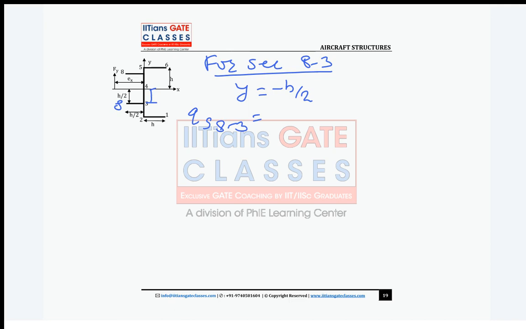Integration. You can write first this: minus Vy upon Ixx integration. Now, y value is what? Minus h by 2. Thickness is t, ds. Again, if you see here, what we find? Vy t h upon 2 Ixx into s plus q naught.